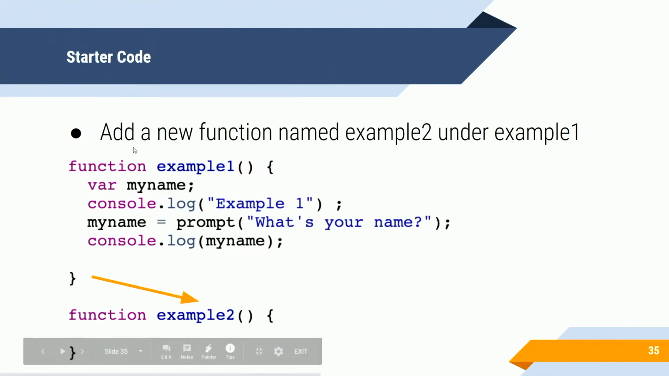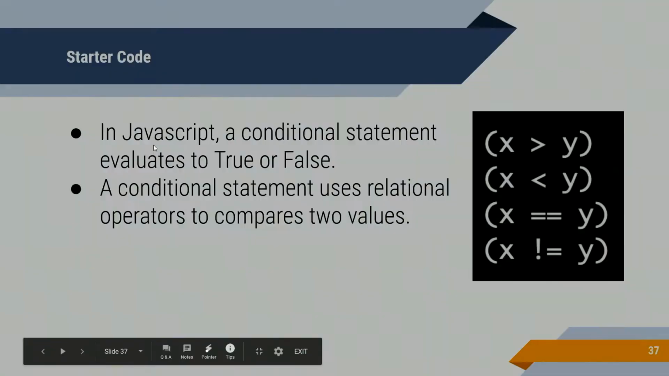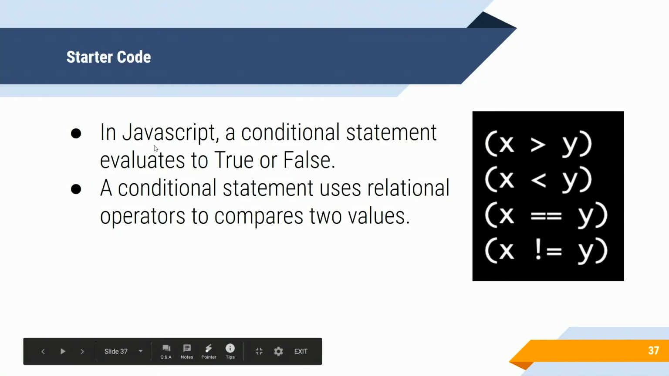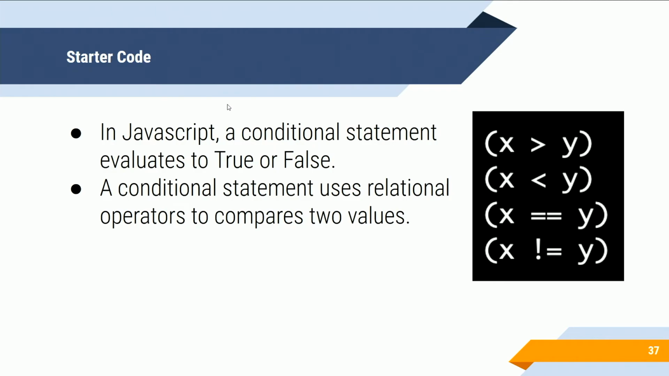And let's look at our problem that we're going to write. By the way, just to note here, in JavaScript, a conditional statement evaluates to true or false. In addition, a conditional statement uses relational operators to compare two values. So those over here, again, relational operators: greater than, less than, equal is actually equal equal, and not equal is exclamation point and equal.